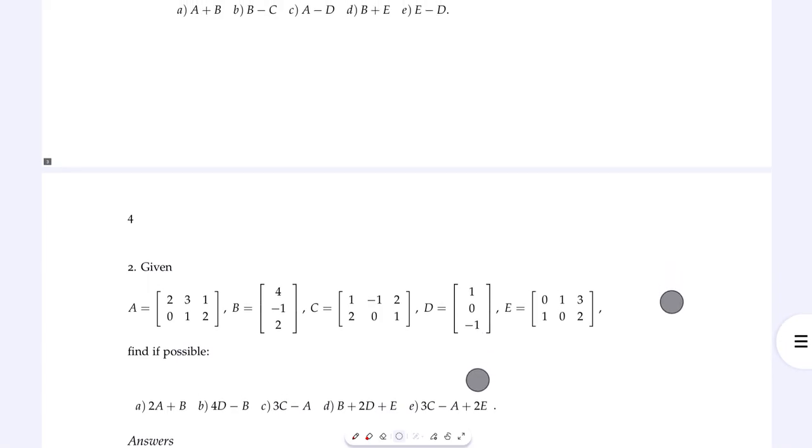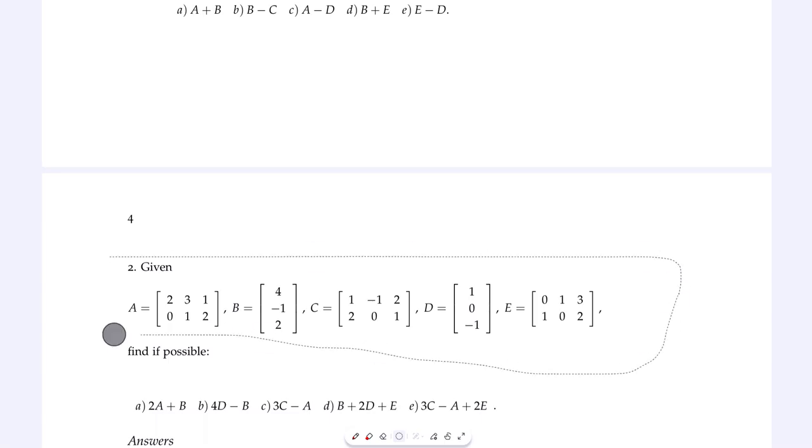Your question 2 is you have to find, so you have your matrices already. You have to do 2A plus B, 4D plus B if possible, 3C plus A, B plus 2D plus E, and then 3C minus A plus 2E. You can see that I have my answers there already, so I will not show you.